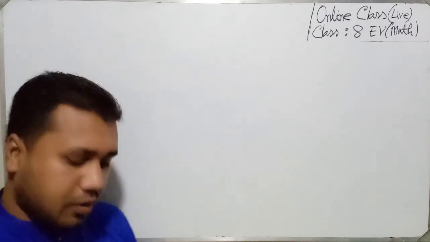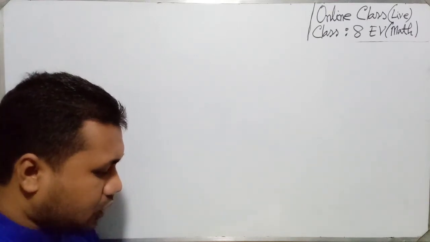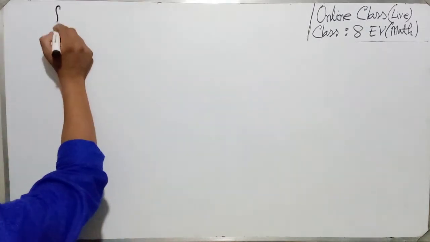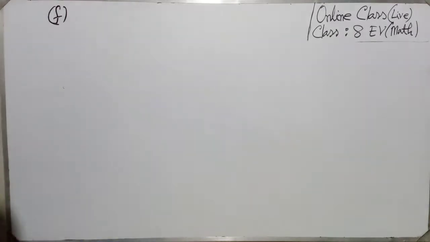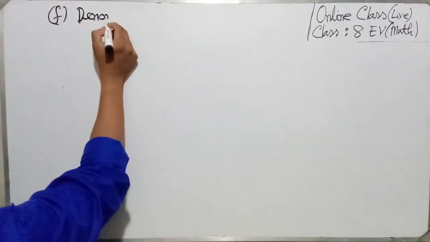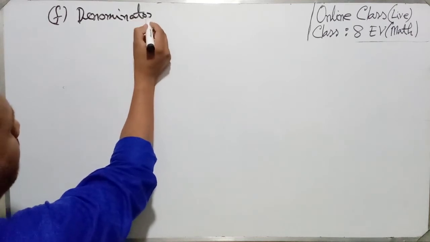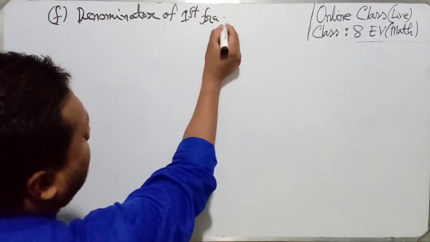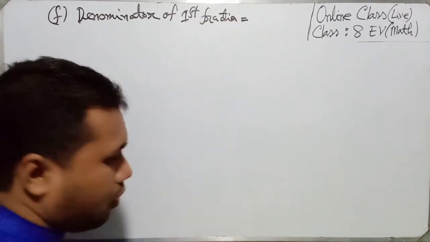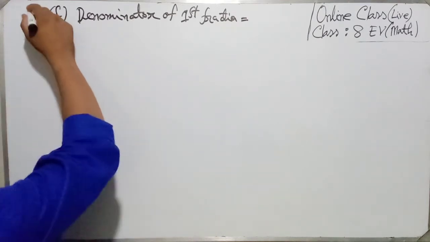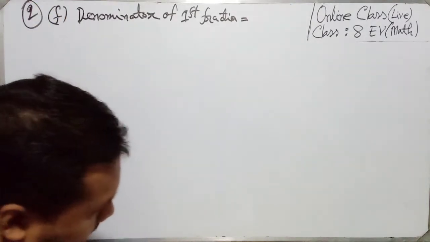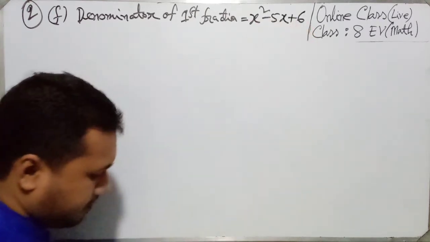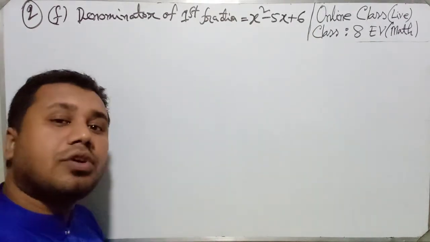Suppose question number 2, we can solve number f problem. At first I write problem number f. Look here, the denominator of the first fraction. Look, what is the denominator of the first fraction? In problem 2, number f, the first fraction is x square minus 5x plus 6. This is our denominator of the first fraction.